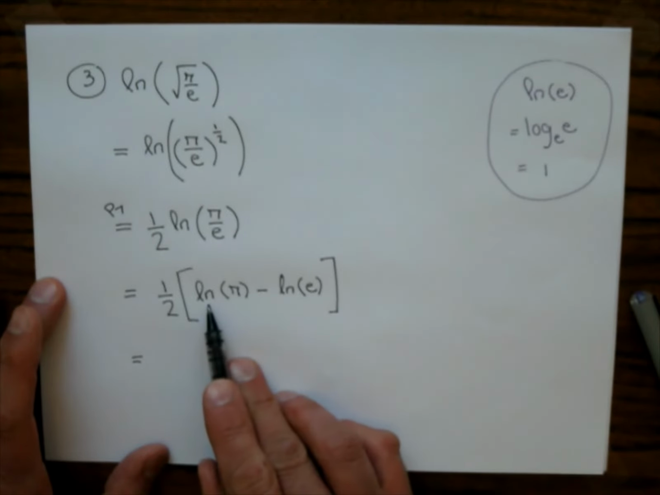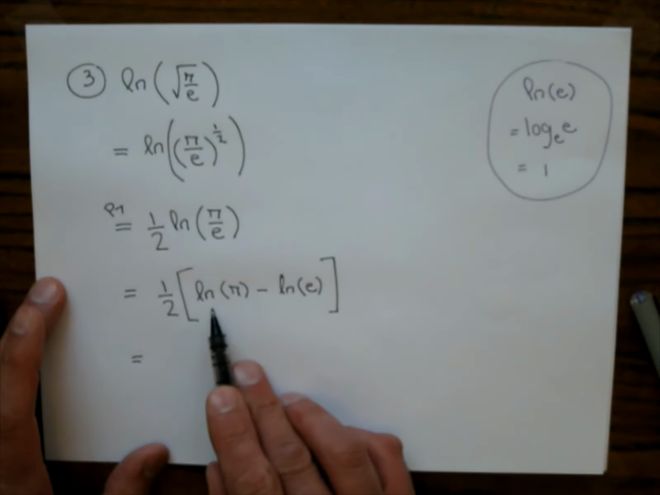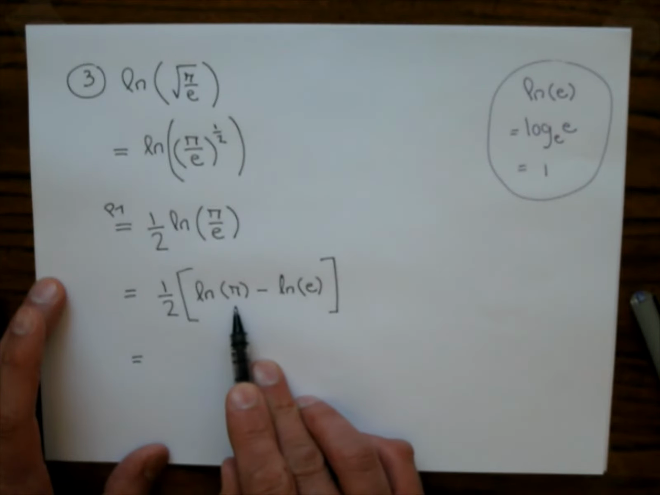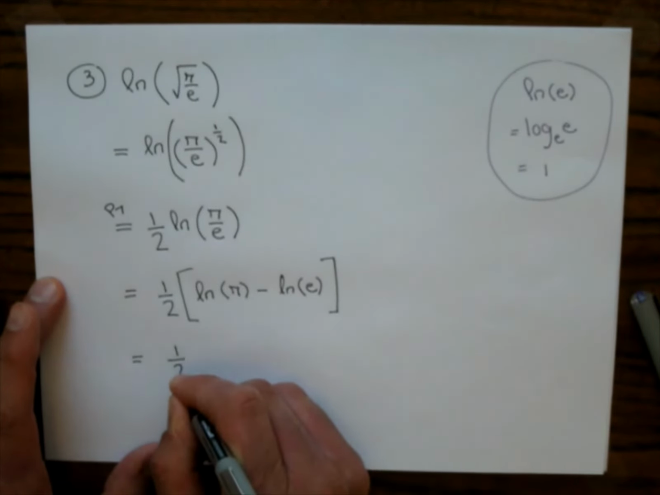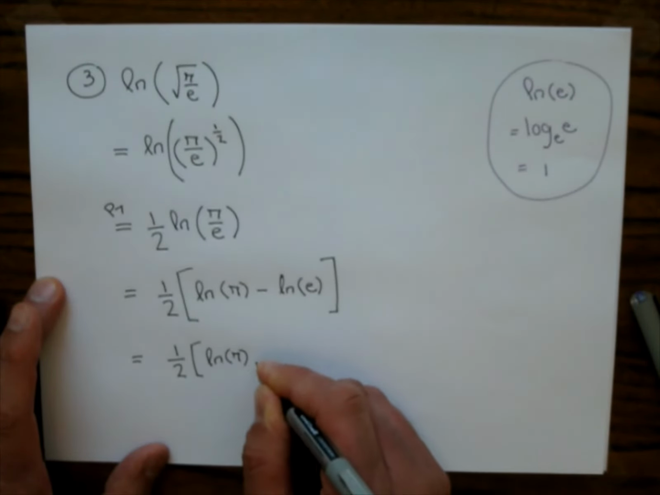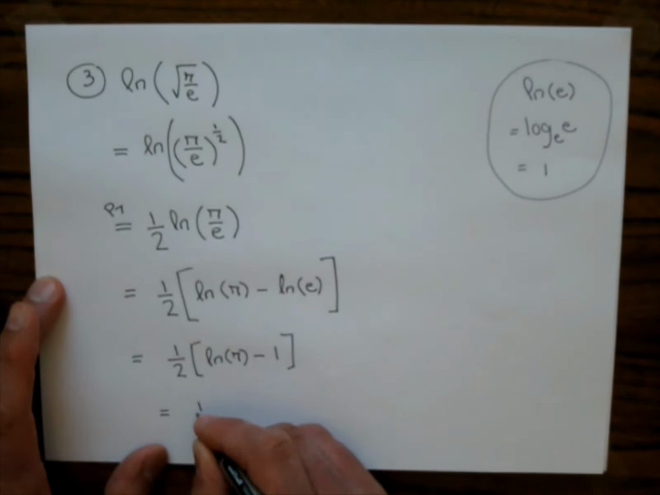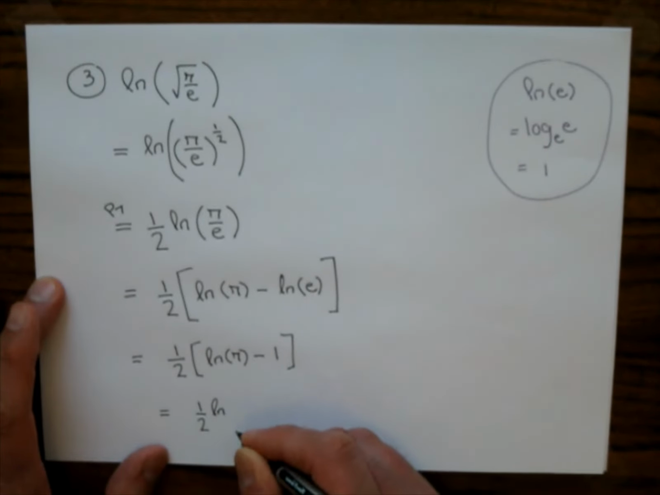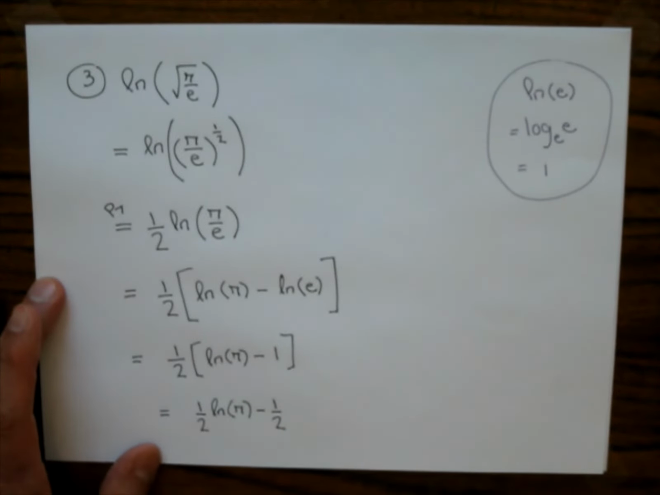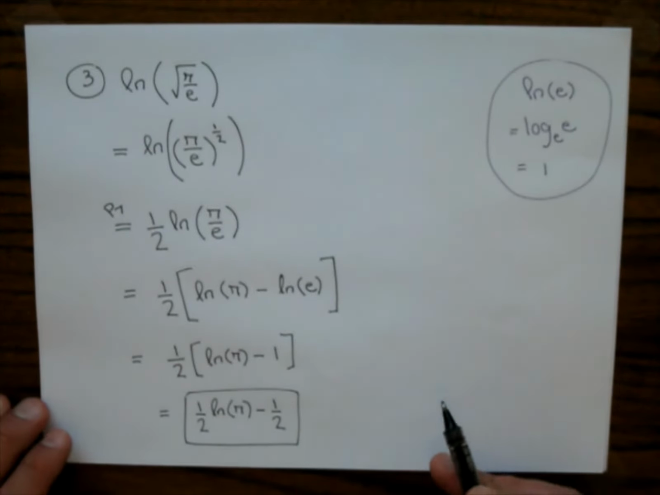So can we do the same thing here with this logarithm? This is log base e of pi. Well, e and pi do not have a common base that we can find, so we have to keep that one just like this. So I have 1/2 ln pi minus 1. I'm going to write this as 1/2 ln pi minus 1/2. And that is a legitimate answer. So that completes problem number 3.